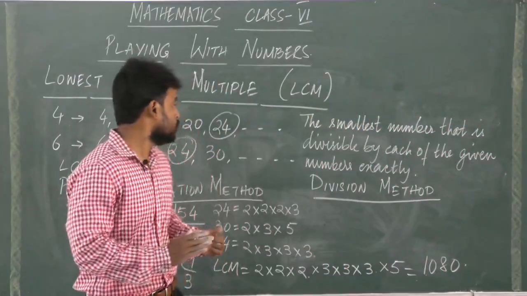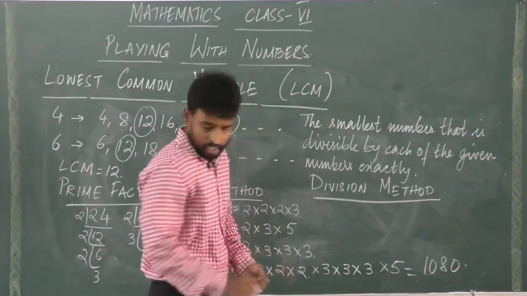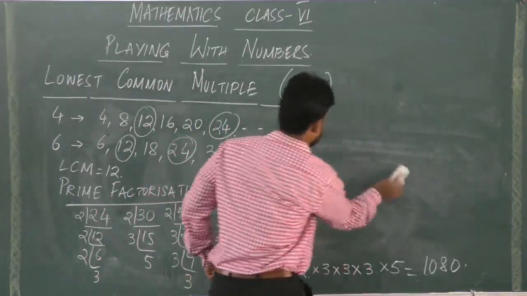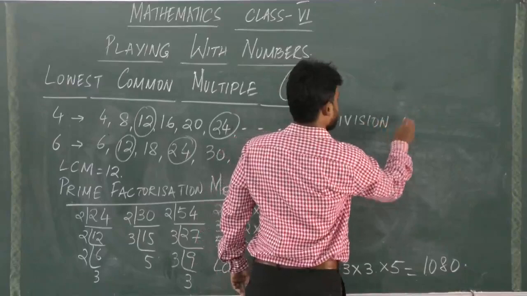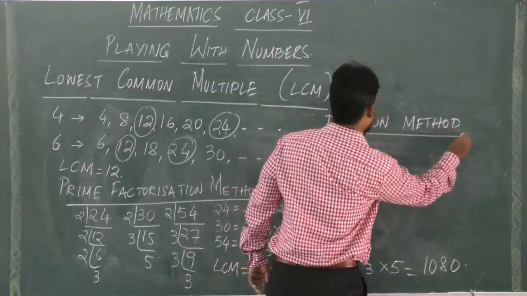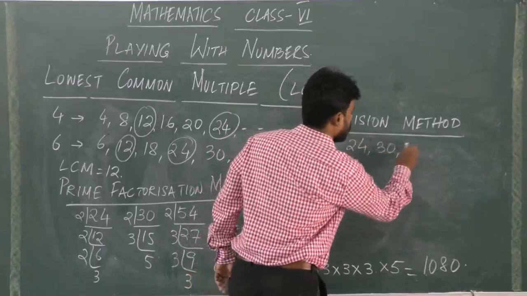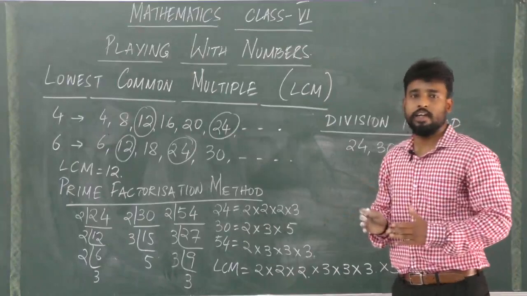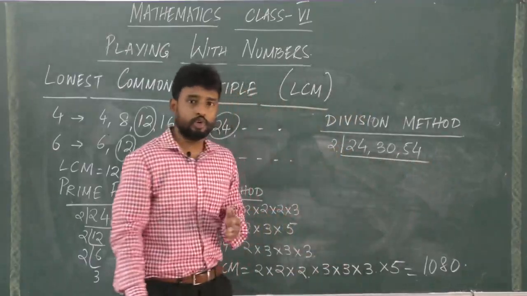Now let us come to the next method, which is called the division method. Here we'll take 24, 30 and 54 all together and we'll factorize. We'll take 2 first.